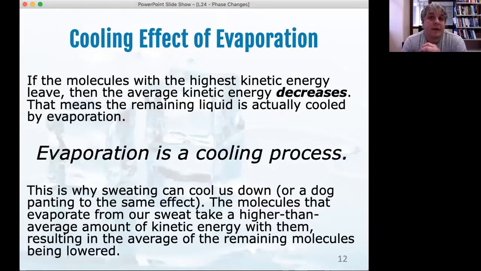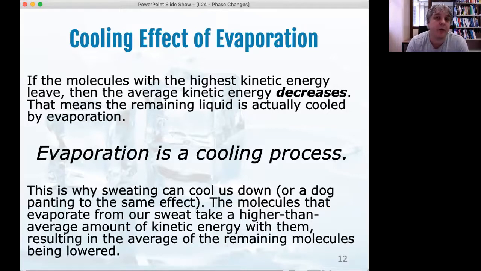If the molecules with the highest kinetic energy are leaving, then the average temperature, the average kinetic energy of all the molecules that are left, has gone down, because you've taken the highest ones and got rid of them. That's left everything else that was lower than those highest ones, so the average has to decrease. So evaporation will actually cool the entire pool of water.